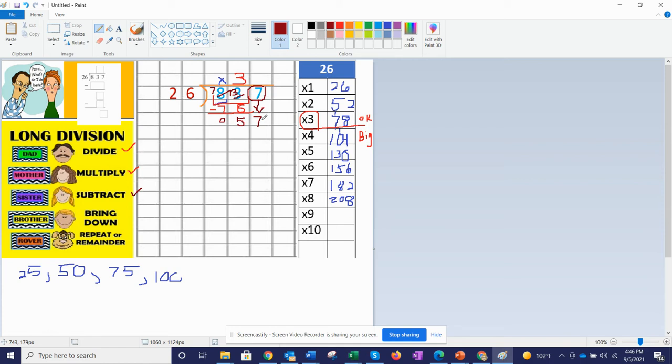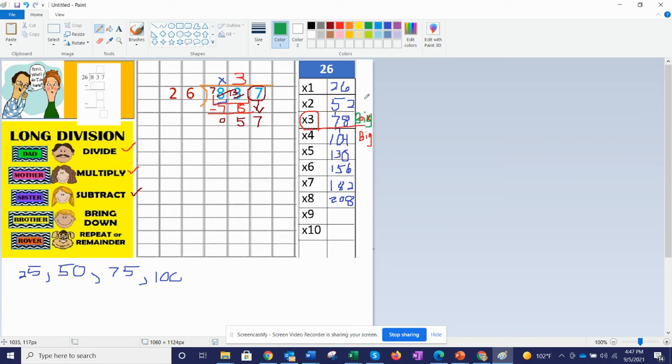57 is what we want. Now let's look. We're going to change colors here. So this time, 78 is too big, right? We can't use 78 again. It's bigger than 57. Can't use a number that's bigger than 57. We've got to use something that's smaller than 57 but close to it. Do you see something that's smaller than 57 but close to it?